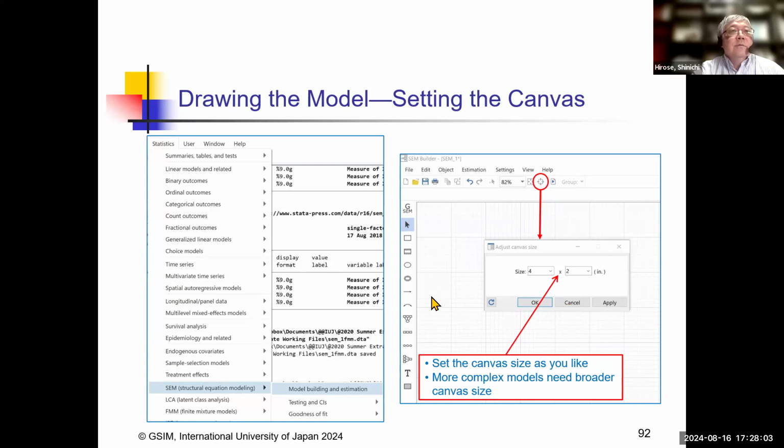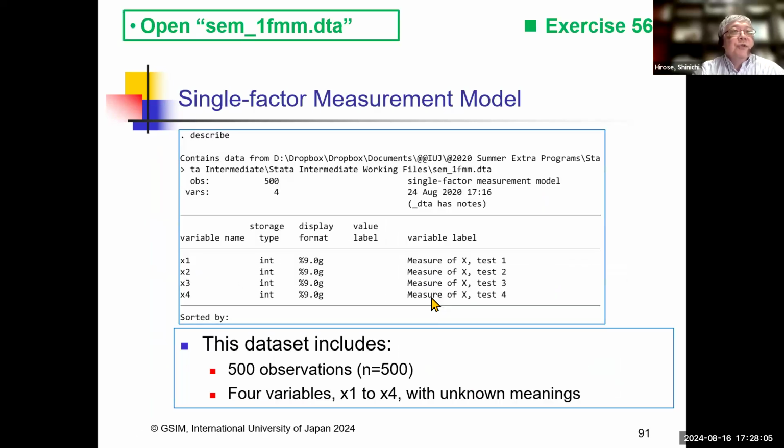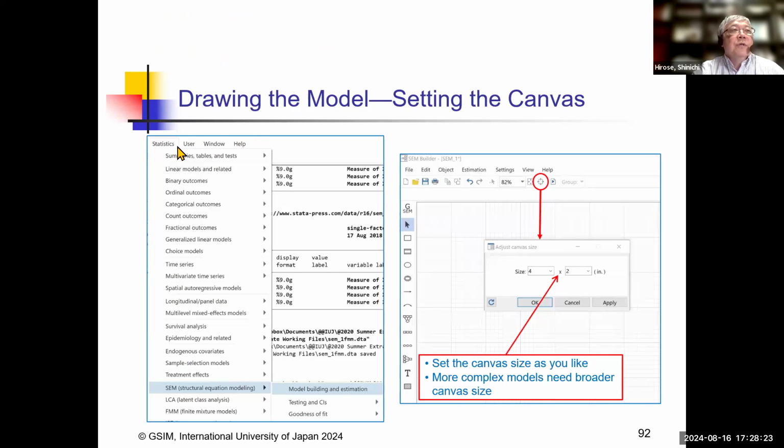So just to make sure to proceed, let's start from the beginning. You open SEM1FMM.dta. You open it on the Stata, and you go to Statistics, SEM, Model Building. Then you will see this canvas. That's it.